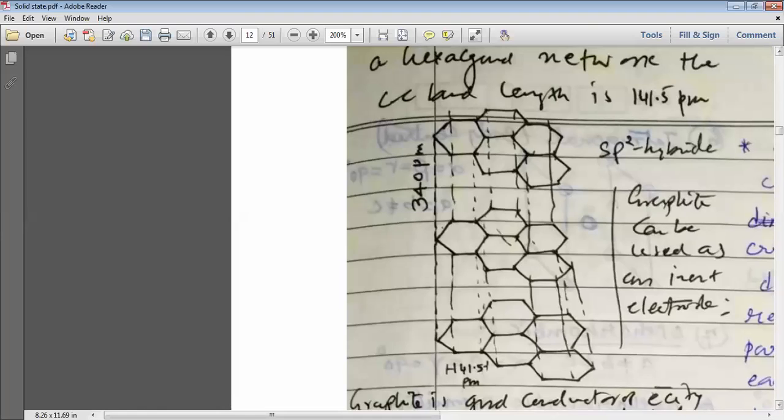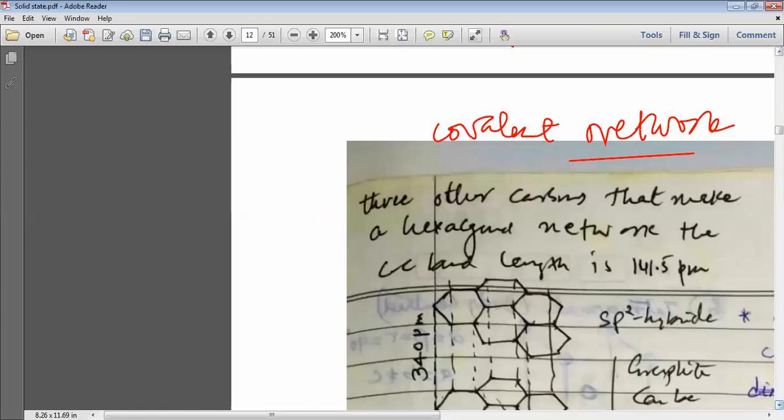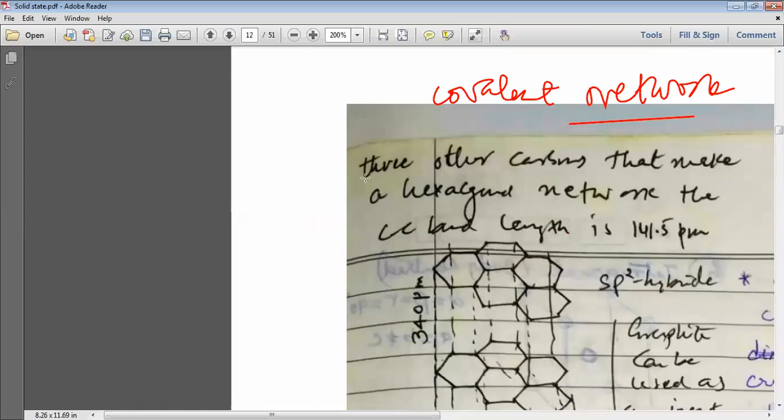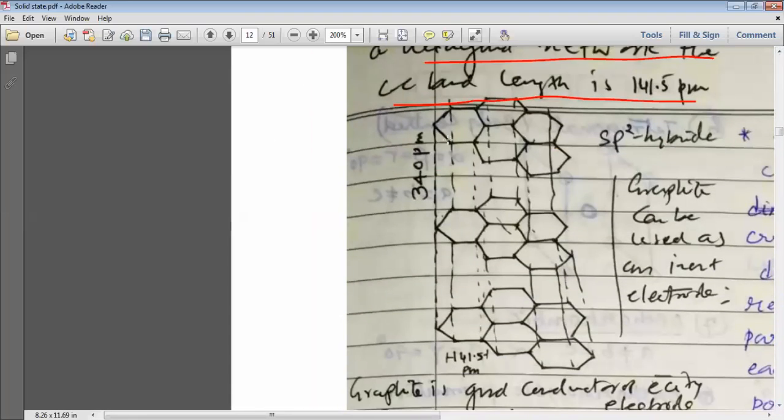In graphite, my dear students, if we look at the structure, we see that each carbon is bonded with three other carbons that make a hexagonal network of C-C bonds, and the bond length is 141.5 picometer, my dear students. And the distance between the two layers is 340 picometer. The bond length is 141.5 picometer.